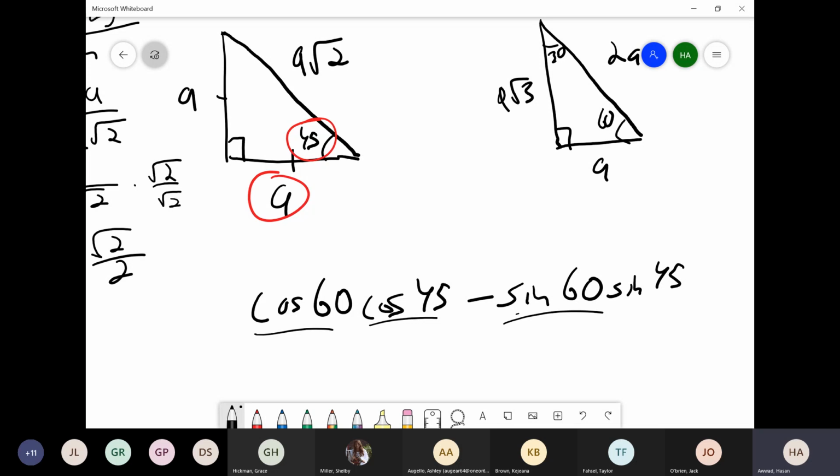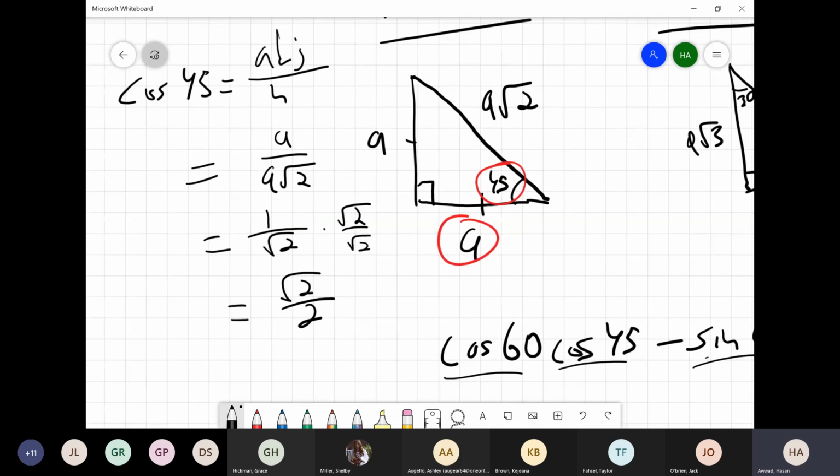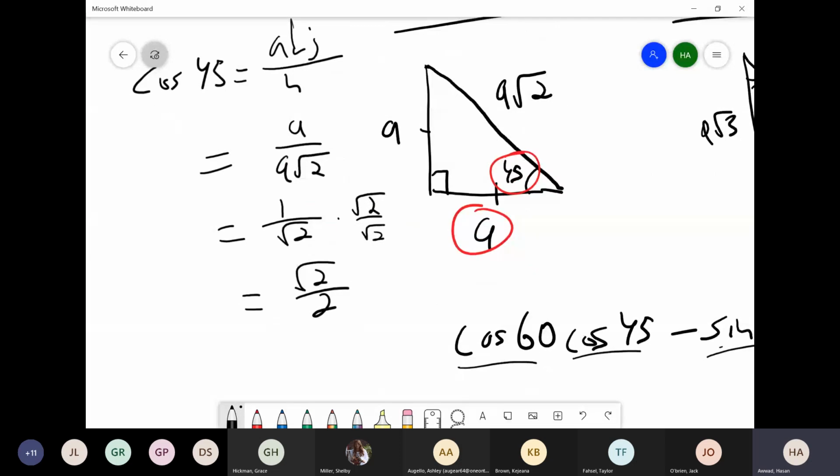Why do we rationalize? You don't actually have to rationalize immediately. If you don't want to rationalize until the end, that's okay. It's just that in general, when we're dealing with trig values, we tend to rationalize the fractions. Number one, because it looks cleaner, and number two, because it helps you gain a certain sense of what the actual values are.